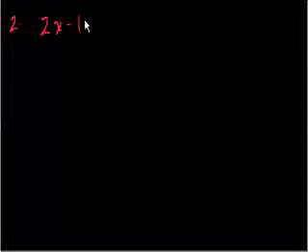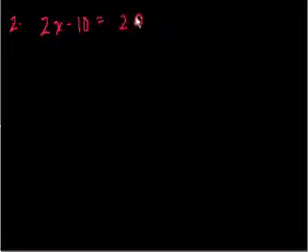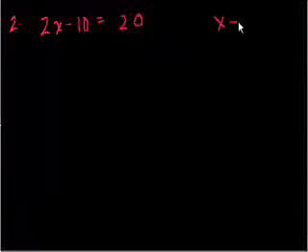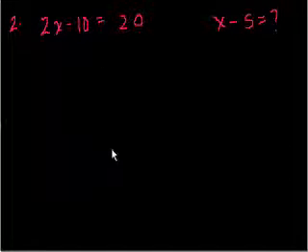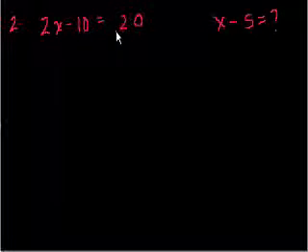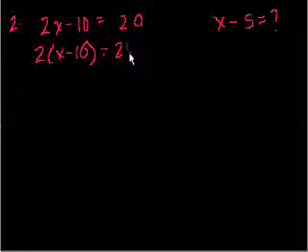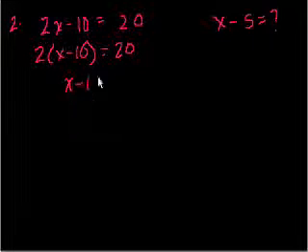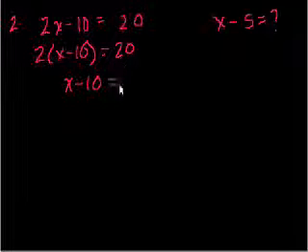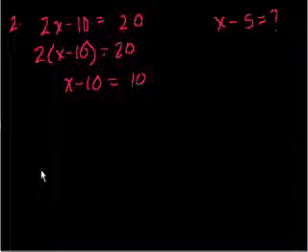Problem 2. If 2x minus 10 is equal to 20, then x minus 5 is what? You could solve for x. You could say 2x is equal to 30, x is equal to 15, and then say 15 minus 5 equals 10. Or you could say, well, this is the same thing as 2 times x minus 10 is equal to 20. Divide both sides by 2. X minus 10 is equal to 10.